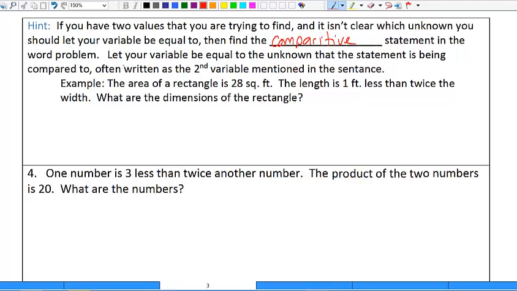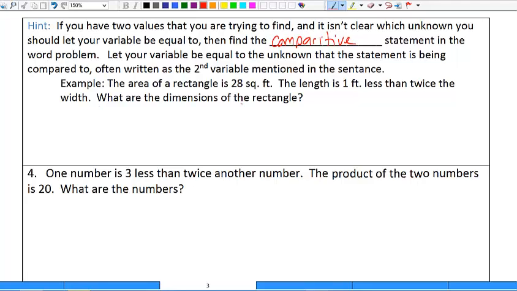Then what I want you to do is to let your variable be equal to the unknown that the statement is being compared to. It's often written as the second variable mentioned in the sentence. For example, if I have this problem, the area of a rectangle is 28 square feet. The length is 1 foot less than twice the width. What are the dimensions of the rectangle?